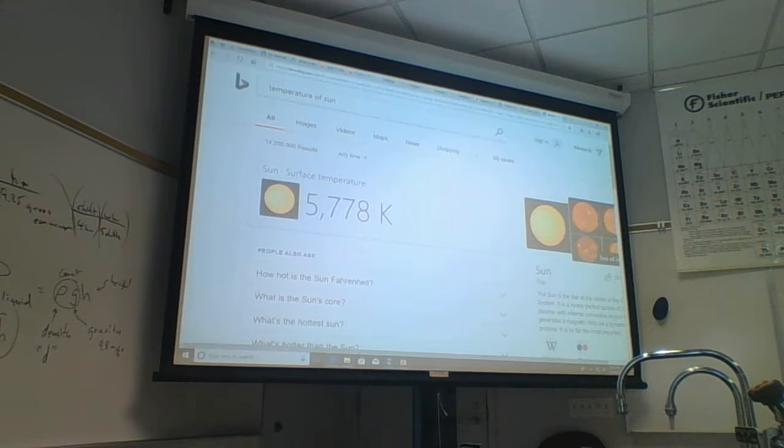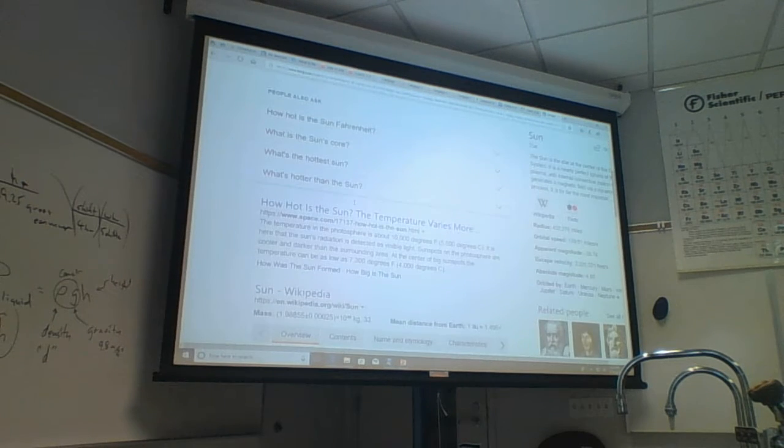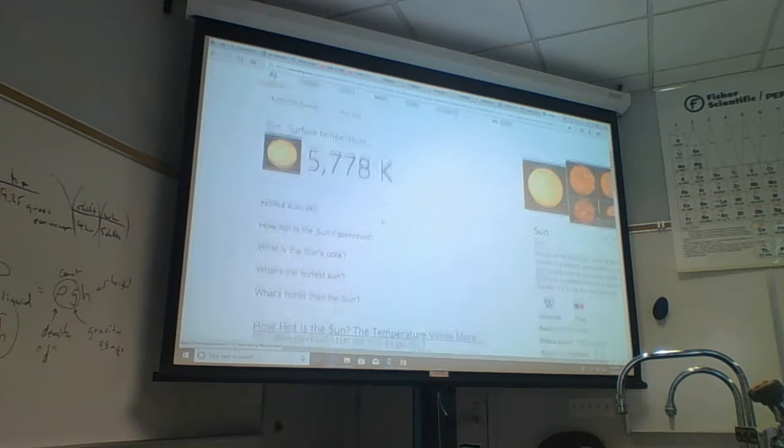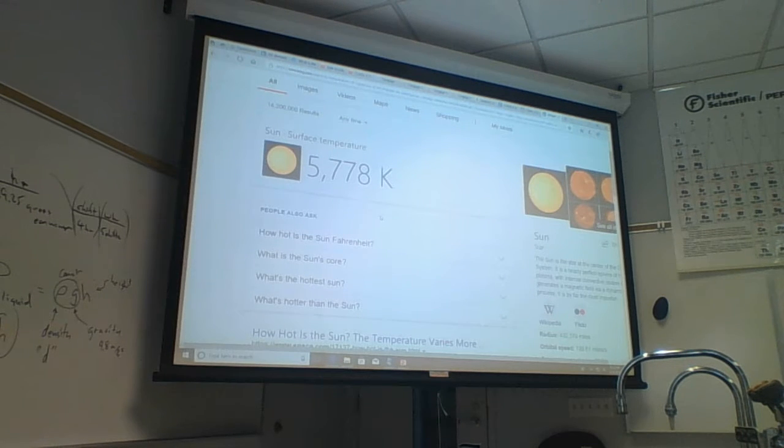So this is why we've got to memorize certain little things, like the temperature here. The actual internal temperature of the sun is hotter. The internal temperature is approaching this, 30,000 kelvins.